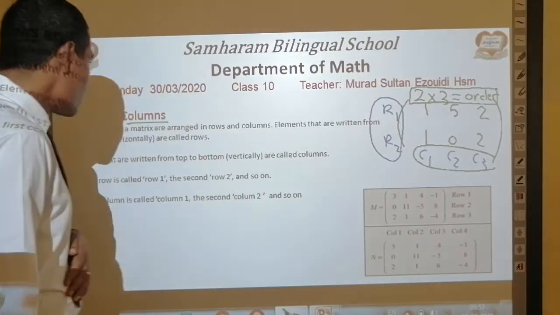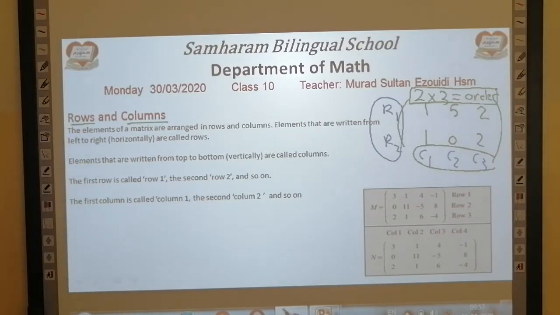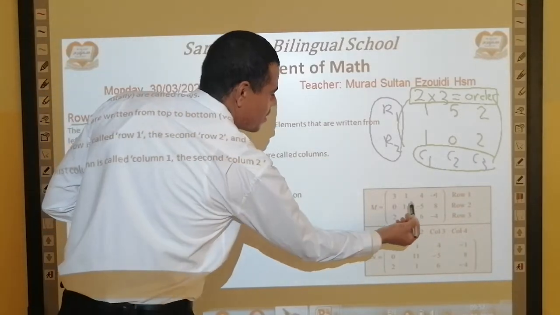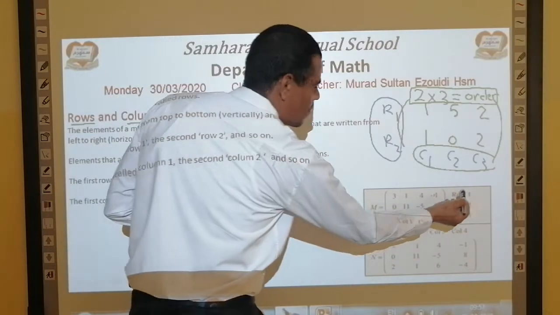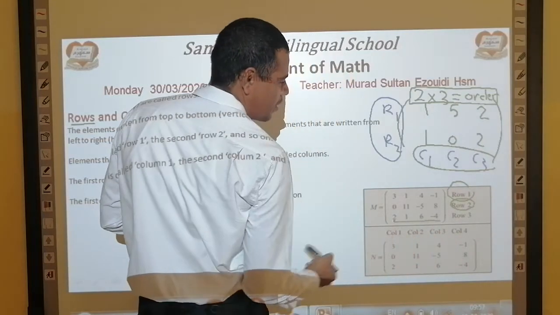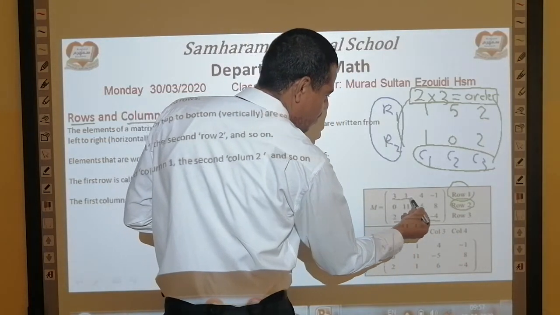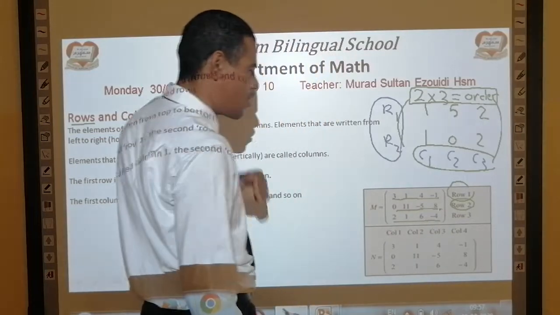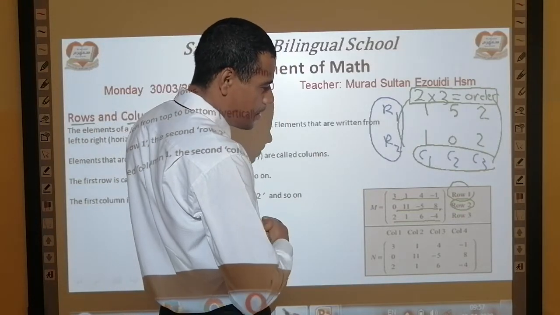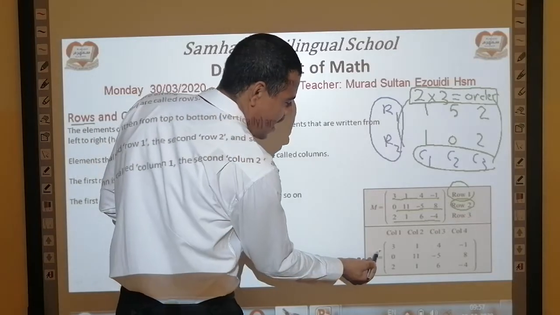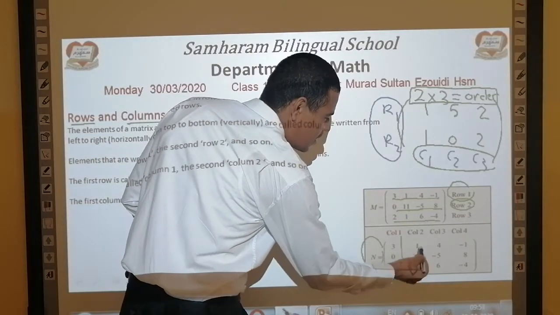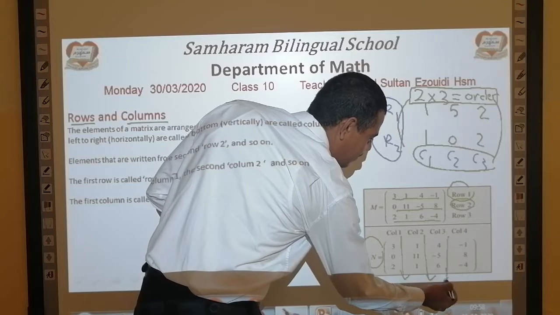So the elements of a matrix are arranged into rows and columns. The elements of matrix M are arranged into rows and columns. This is row number 1, my kids. This is row number 2. This one, row number 3. All of these numbers are row number 1, row number 2, and row number 3. Let's move to the same matrix, but we label it as N. So, what is the column? This is the first column, my kids. This is the second column, the third column, the fourth column.